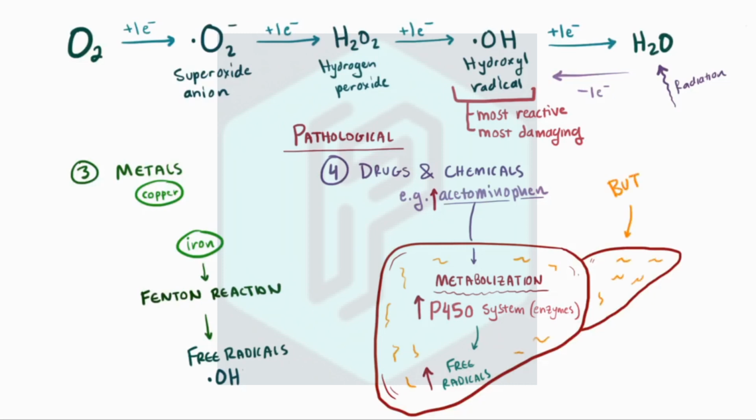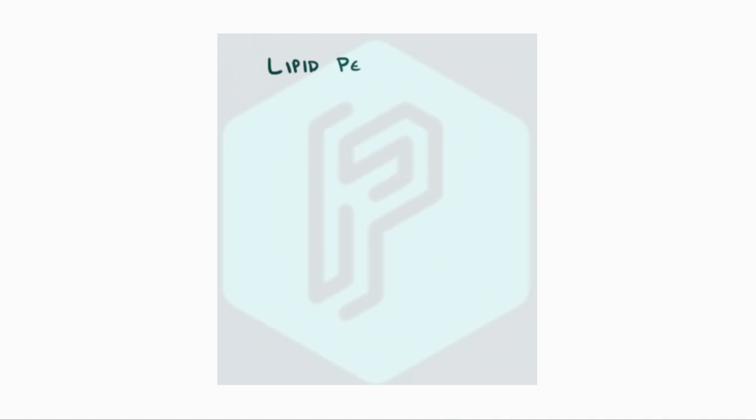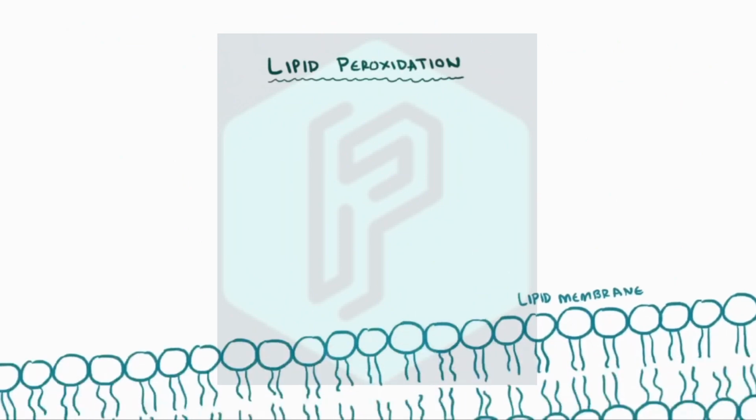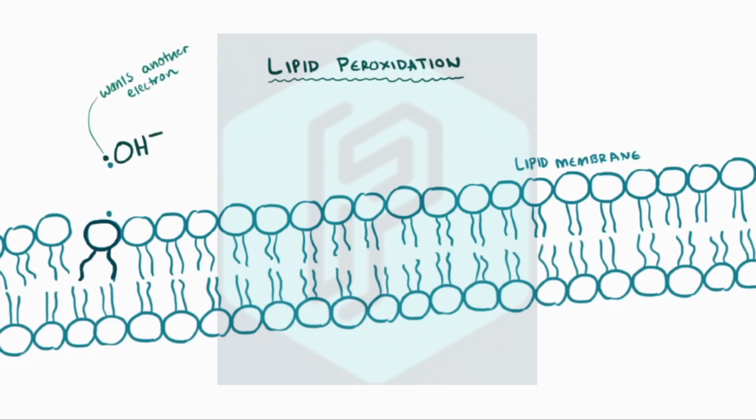Okay, so all this talk about free radicals causing damage, but how do they actually damage the cell? Well, one big way is called lipid peroxidation, meaning that they can sort of steal an electron from the lipids of cell membranes. Remember that they have this unpaired electron, so they want another electron to be its pair. So what can happen is it can take an electron from a lipid in the cell membrane, which leaves that lipid with an unpaired electron itself.